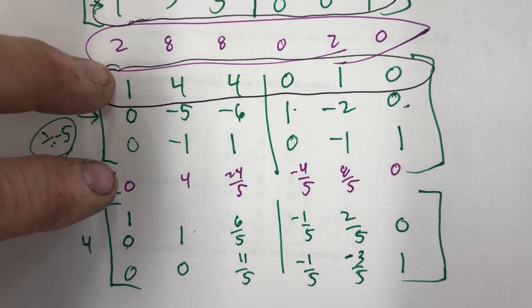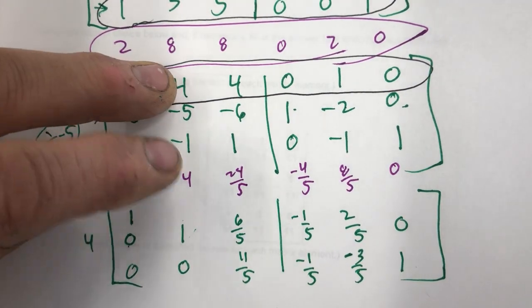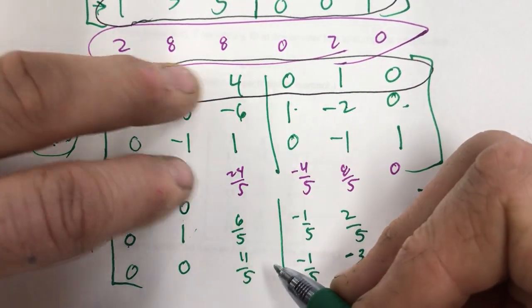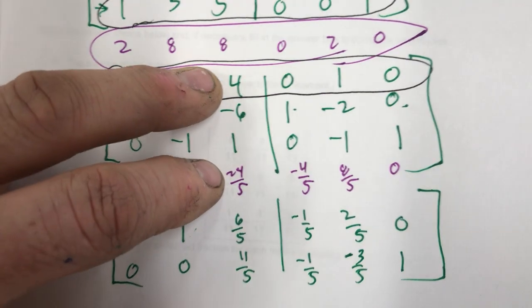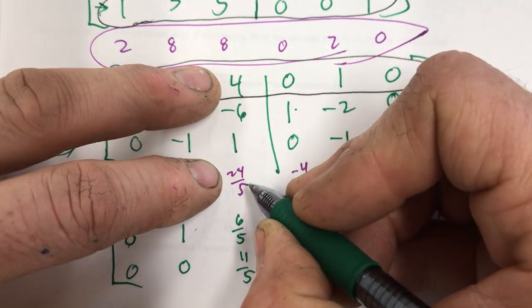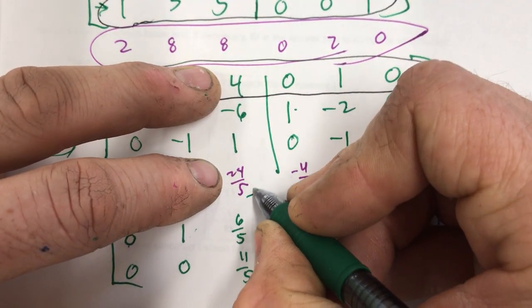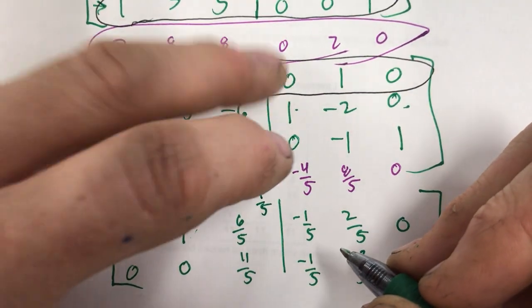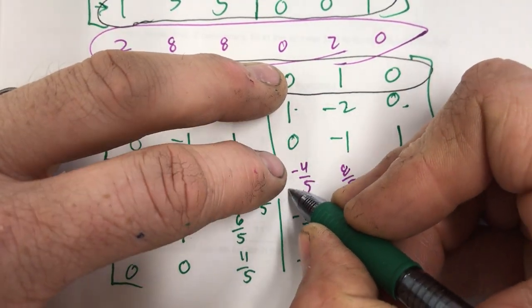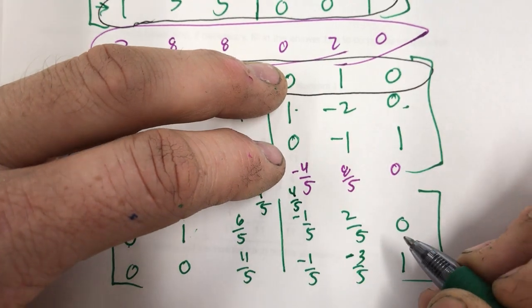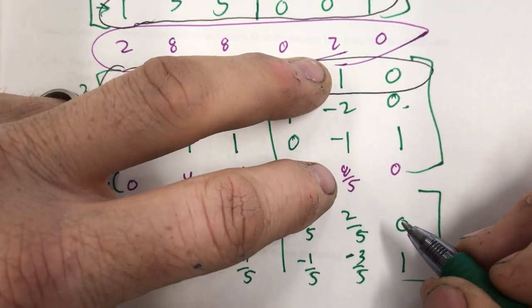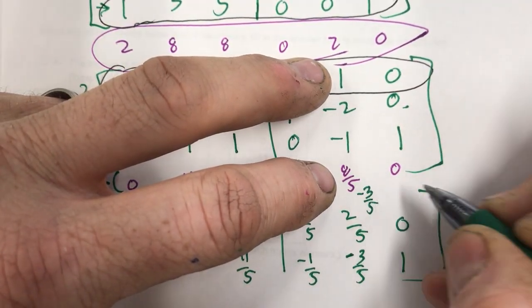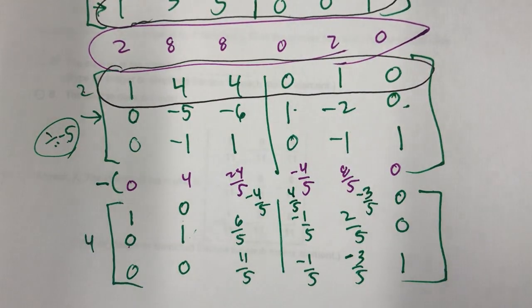Sorry. 1 minus 0 is 1. 4 minus 4 is 0. 4 minus 24 fifths is, let's see here, negative 4 fifths. And then 0 minus negative 4 fifths would be positive 4 fifths. And then 1 minus 8 fifths would be negative 3 fifths. And then 0 minus 0, 0.